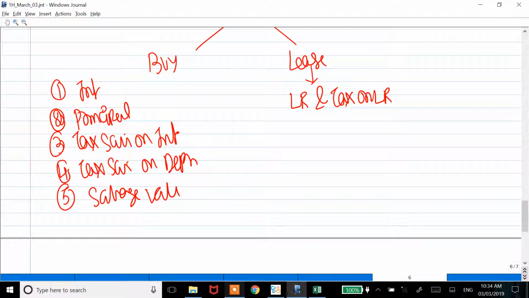So lease rental is your expense and tax is saved on the lease rental. This side you will pay interest, you will pay principal. These are your outflows. On interest you will save tax, on depreciation you will save tax, and there is a salvage value. Now onwards, all outflows will be written as positive and all inflows as negative.